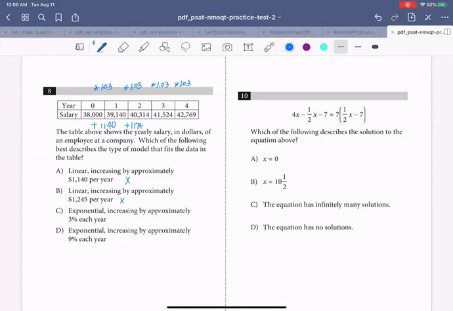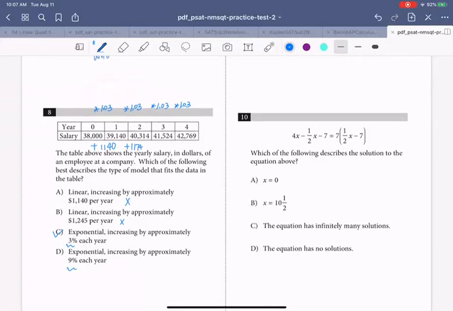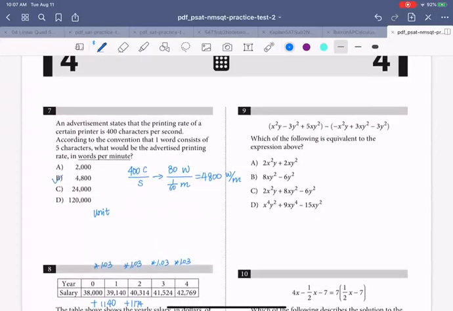So it could be C or D. Let's try. This is 3%. You want to do the division. You divide the next year by the previous year. So this gives you 1.03. This one divided by the previous year is also 1.03. Does that make sense? Yes, so it should be C. Yes, that's the answer, C. Okay. Now, let's do the next one.